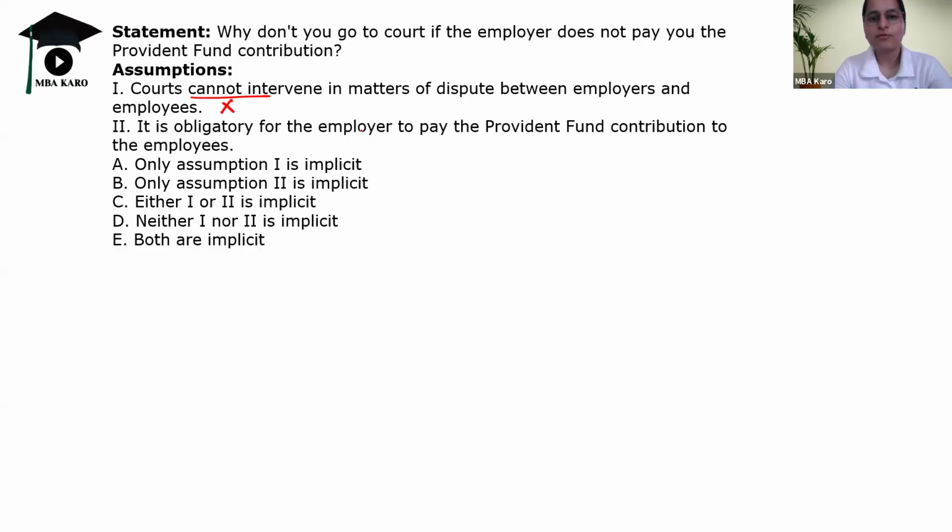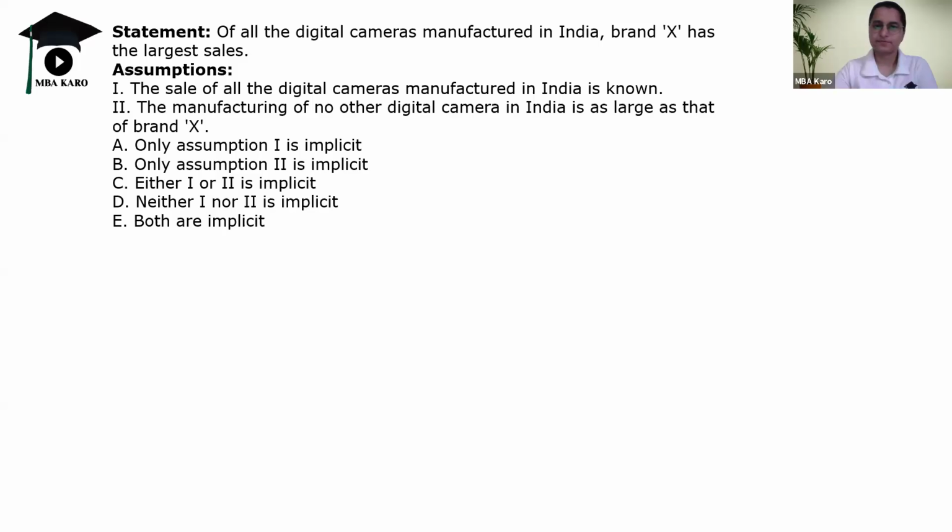Second, it is obligatory for the employer to pay provident fund contribution to the employees. It is obligatory. That is why if an employer is not paying this particular thing to the employee, the employee can move to the court, because it is obligatory, it is mandatory, right? So this one is implicit. So the correct answer, only the second is implicit, right? Next.